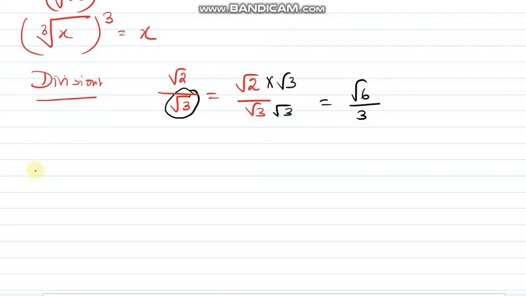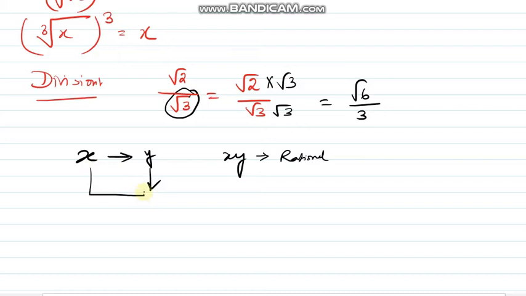Now what is a rationalizing factor? If I multiply an irrational number by another irrational number and the product is a rational number, suppose x is one irrational number, I multiply x by y, and xy is rational, then we can say that y is the rationalizing factor of x. Y is the rationalizing factor of x, right?